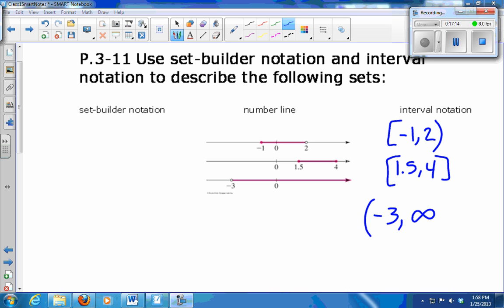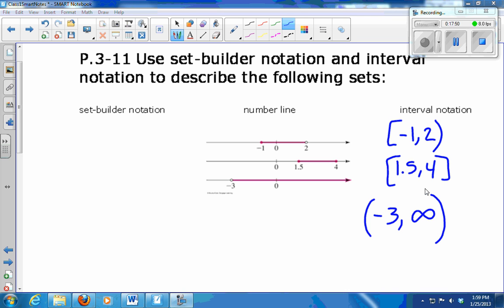So I don't include the -3. What do you think about the infinity? Should I include it or not? It's not a number, right? Infinity is an idea of getting bigger and bigger and bigger, but no matter how long a number line I draw, I can't point to infinity. I could ask you to point to 1 trillion, we just have to extend the number line far enough. But you can't point to infinity. It's not a number, so it's not actually included in the set.